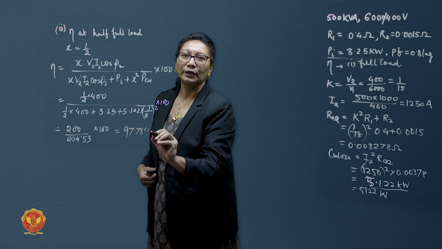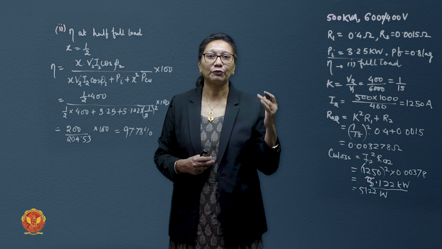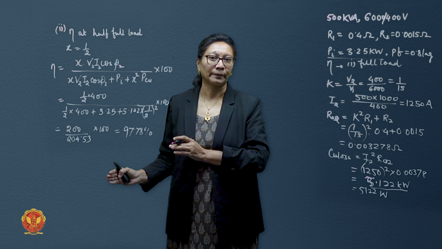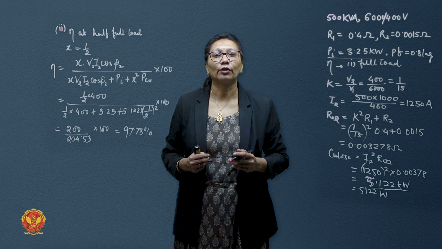The efficiency at half load is 97.78%. So here you can easily check that the efficiency of the transformer is higher near full load performance compared to half load, by a minor percentage, but that varies a lot with the higher rating of the transformer.